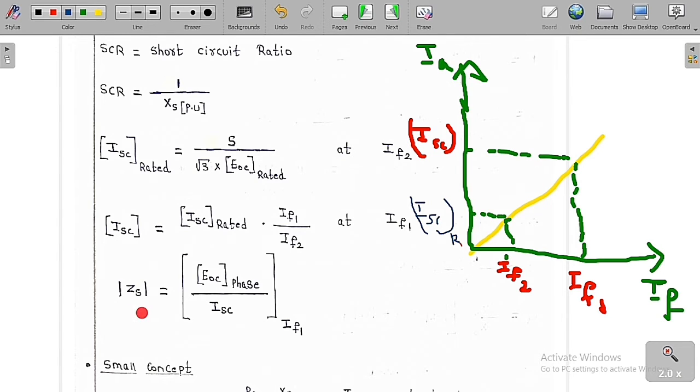Then what is the value of mod of ZS? I have already told you, mod of ZS is the ratio of the open circuit phase voltage to the short circuit armature current. You can take it at any field current. Let me take this field current, IF1. At IF1 we can easily figure out the open circuit voltage, and the armature current at this field current is ISC. So take the ratio of these two. At a constant field current only we have to do this simplification. Then we get the magnitude of ZS.